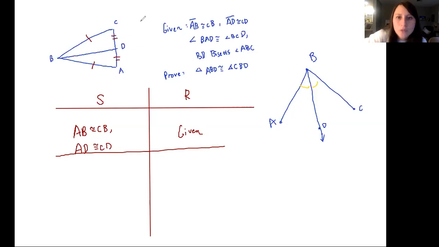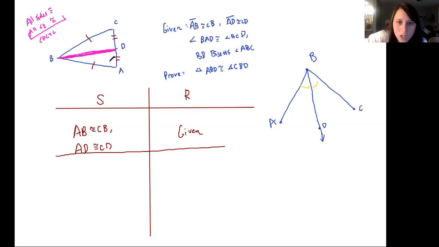Now I need to prove just one more thing. If I can prove that this side right here is congruent, then I am good to go on naming all the sides being congruent. And so my goal is to name that all sides are congruent. These are my goals right here. All sides are congruent. And I also want to name that all angles are congruent. And if I can do that, then I can say CPCTC, corresponding parts of congruent triangles are congruent, meaning that the two triangles will be congruent.